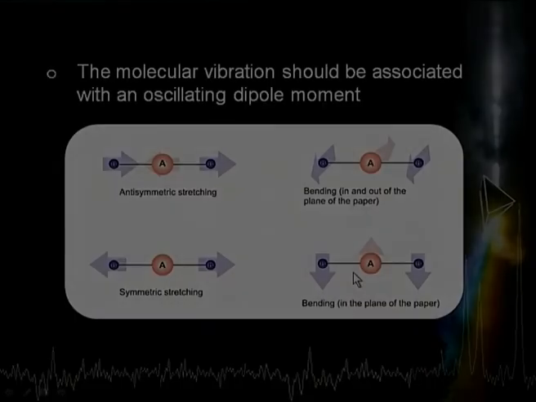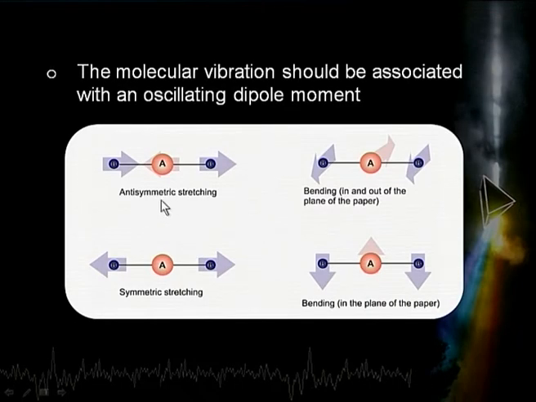Let us see what we mean by saying that the molecular vibration should be associated with an oscillating dipole moment. Let us understand that in a little more detail now with the example of carbon dioxide. A carbon dioxide molecule, we know, per se does not have a dipole moment, but some of its vibration modes are IR active. How does that happen? How do we explain that? Let us look at it.